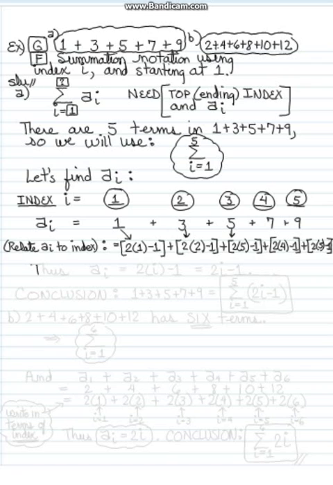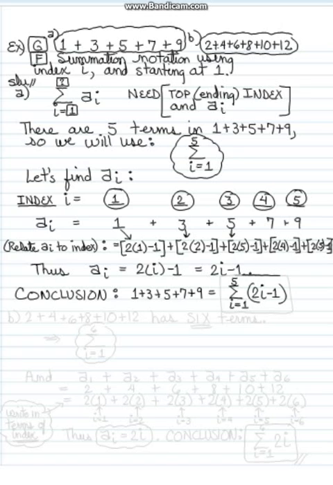From that pattern, we draw the following conclusion. A sub I, the ith term, is 2 times the index I minus 1. You can write that as 2I minus 1. Conclusion: the sum that they gave us, 1 plus 3 plus 5 plus 7 plus 9, in summation form starting with 1, is equal to the sum from I equals 1 to 5, and 5 was something we found by counting the terms, of the ith term 2 times I minus 1. Nice. It takes a while to get it. Let's do the next one.